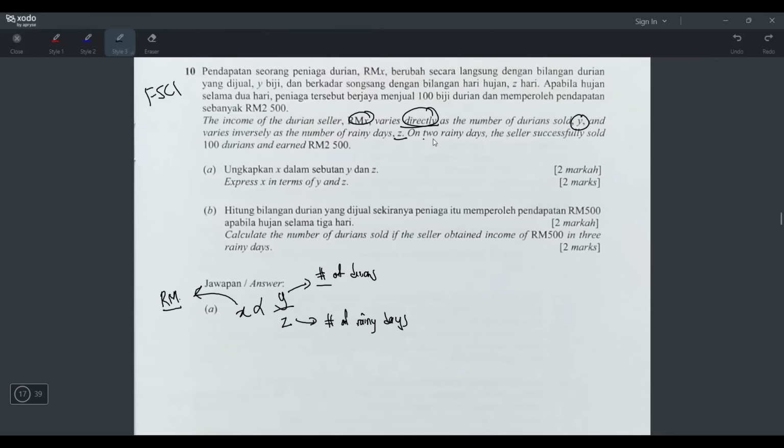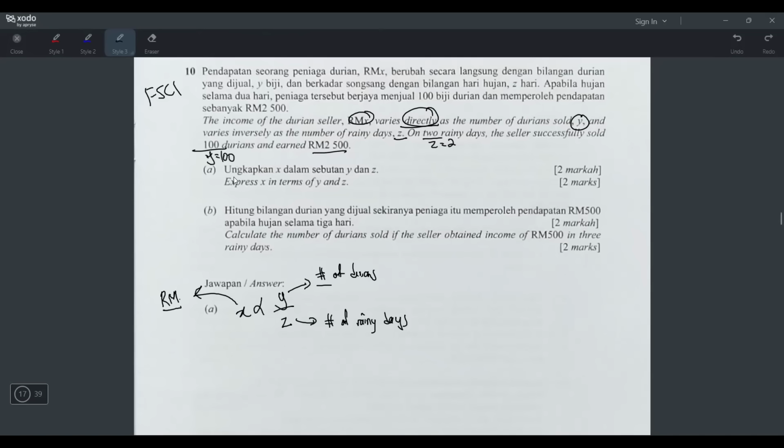Alright, so on 2 rainy days, the seller successfully sold 100 durians and earned 2,500. So here they give us the full information. They give us the XYZ, right? But you have to read carefully. The 2 is not X. The 2 is Z, because the number of rainy days is Z. And then the seller successfully sold 100 durians, so 100 is not X, it's Y.